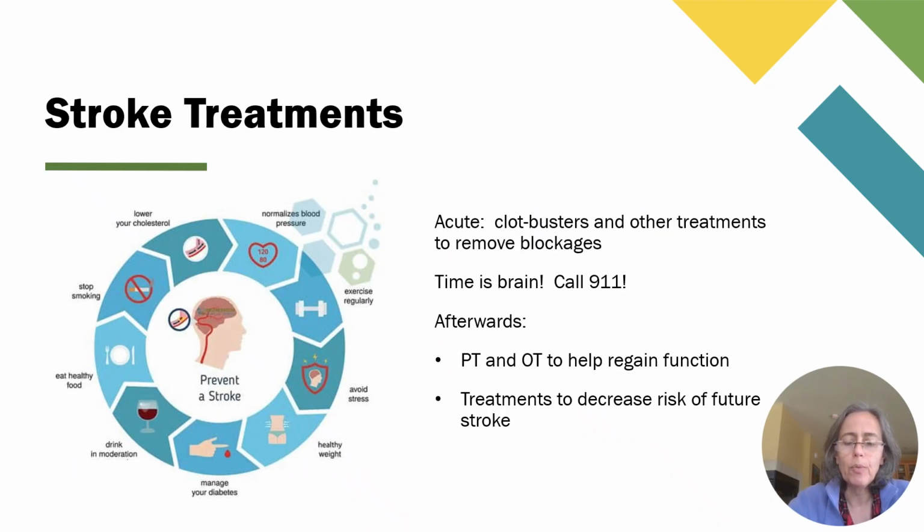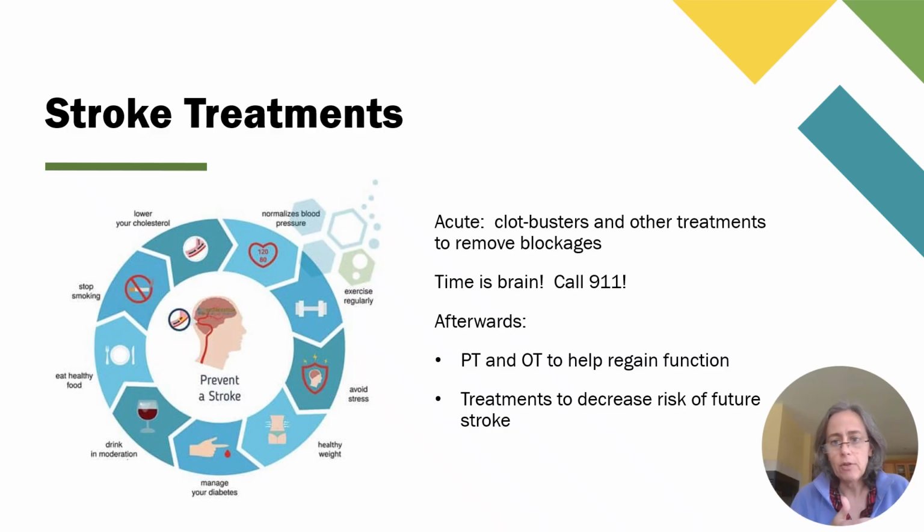So what do we do for stroke? Well, acutely, so in the moment, as it's happening, we have clot busters and other treatments to remove blockages. Sometimes they'll go in and suck it out, or they'll use a stent. So there are lots of interventions potentially available. So neurologists will tell you time is brain. Call 911, get them into medical care as soon as possible, because that first hour is a time when, if you intervene early, you can often prevent permanent damage from occurring or limit the permanent damage.